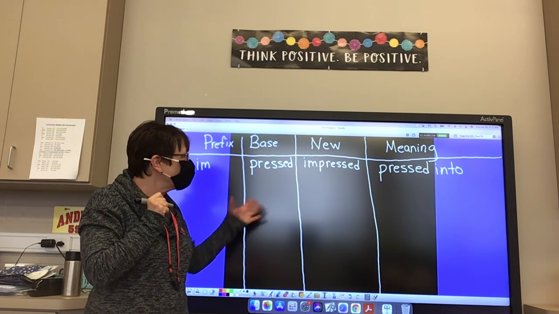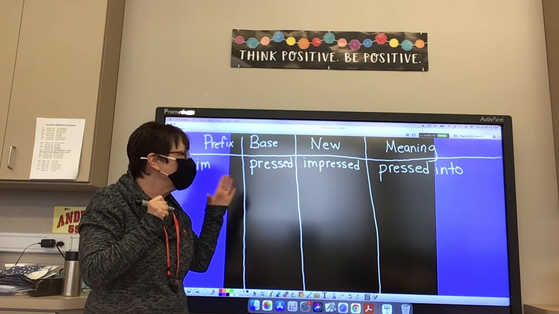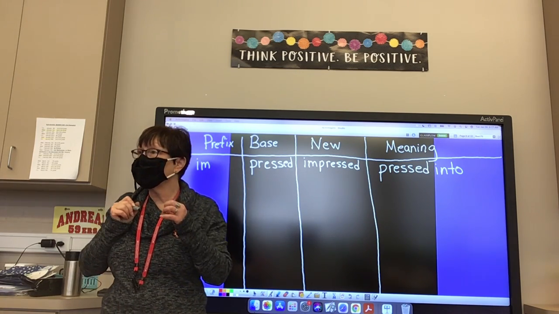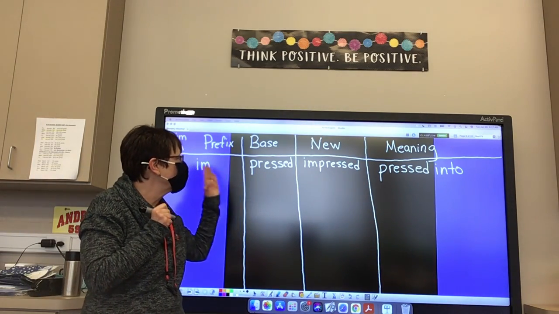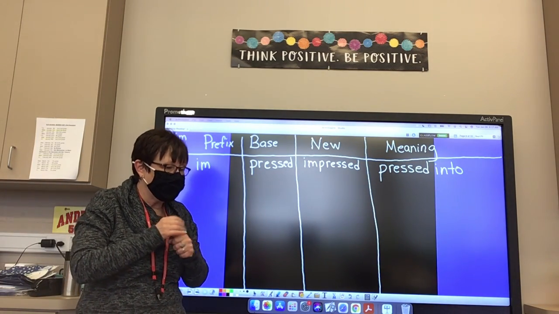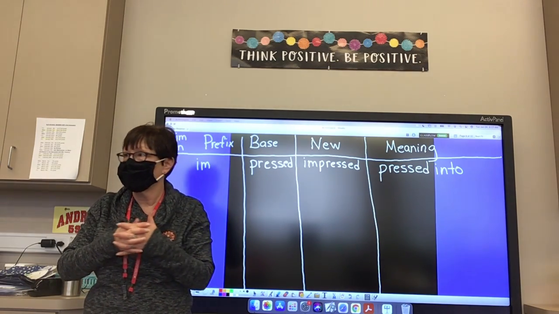We have to remember this one, sometimes we'll say the meaning of the prefix, then the word. This one we're changing it up. We have our word and then the meaning, pressed into. Like we impressed it, we pressed it into something.